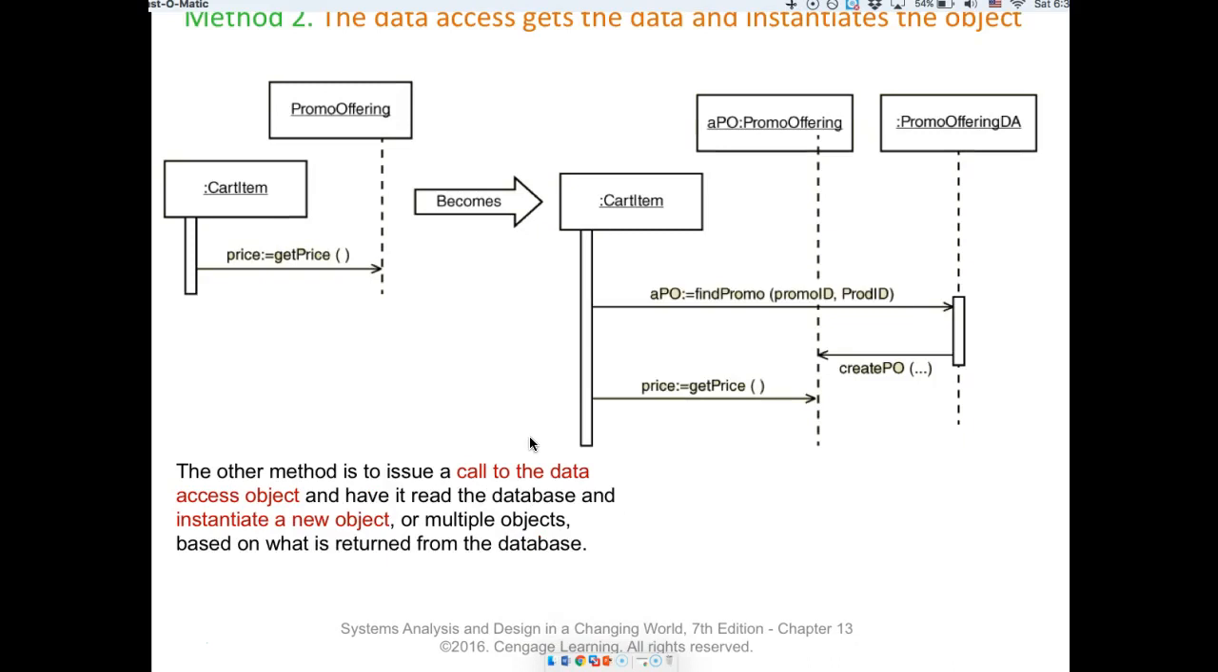Okay, method 2 is a little different. So the object that is initiating is a handler or another object. It talks to the database, and it has to go through your data access layer object. It reads the information about the promotion offering, and then with that information creates a full instance of the object it needs. So this is a card item. It needs to know about promotion offering. So it talks to the data access layer object, reads all the information from database, and then has that information.